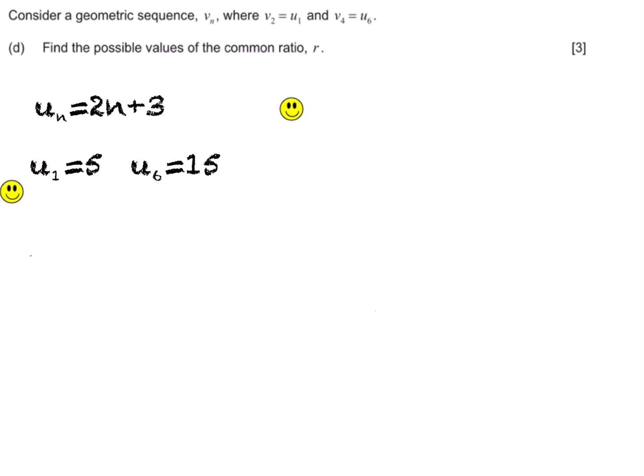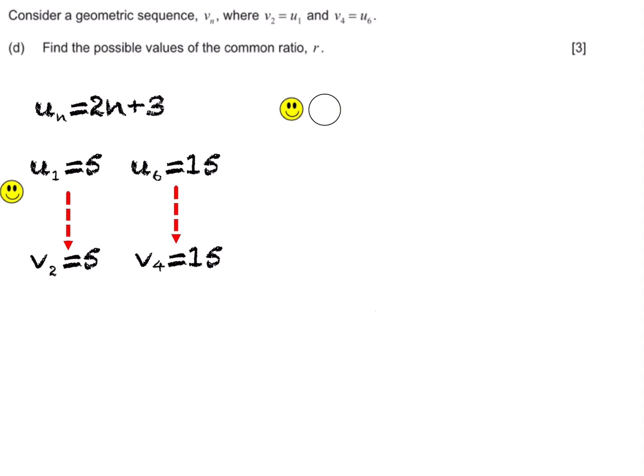Before tackling this, I'll bring together everything we've figured out so far. In Part D, we're asked to find the common ratio of a geometric series. There's additional information we need to consider to solve the rest of the question, as it will be helpful in solving Part D. From the additional information, we learn that the second term of the geometric sequence is 5 and the fourth term is 15.